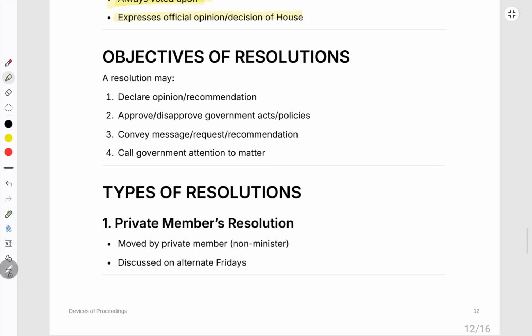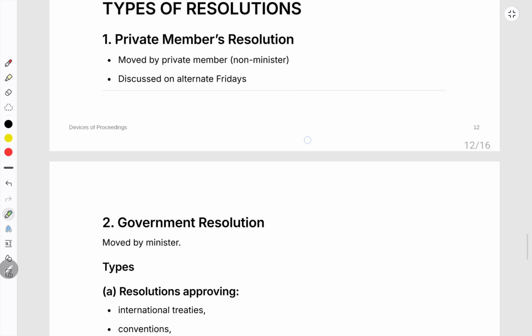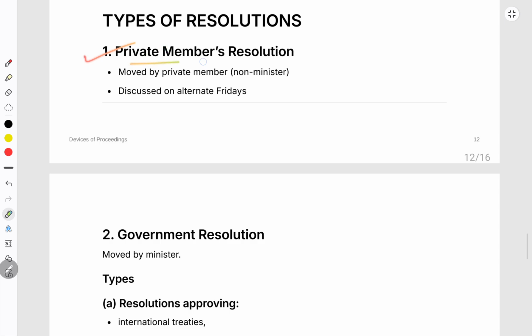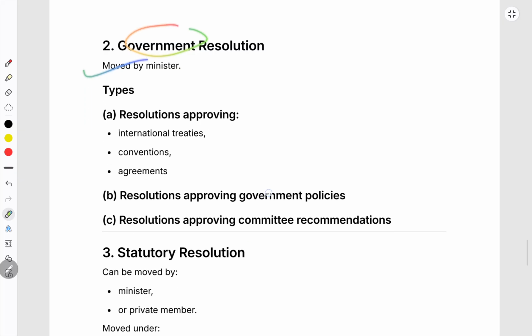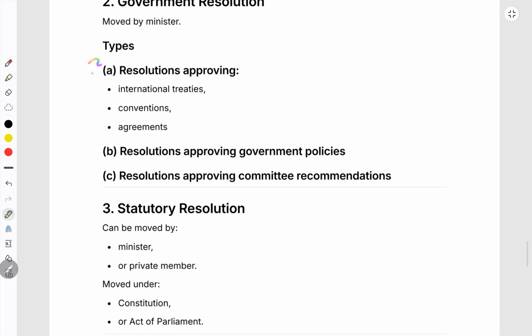Okay, so what are the objectives of a resolution? A resolution may declare an opinion, may approve or disapprove government acts or policies, may convey a message, request or recommendation, may call the government's attention to a matter. Okay, now there are certain types of resolutions, like the private member resolution. A private member resolution is moved by a private member or non-minister, and private members' resolutions are discussed on alternate Fridays. A government resolution is moved by a minister.